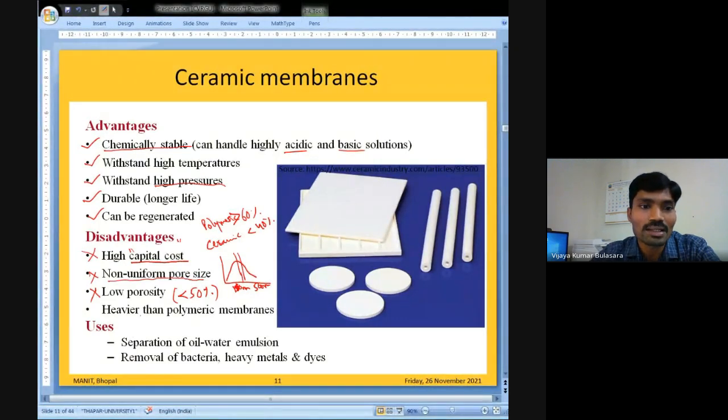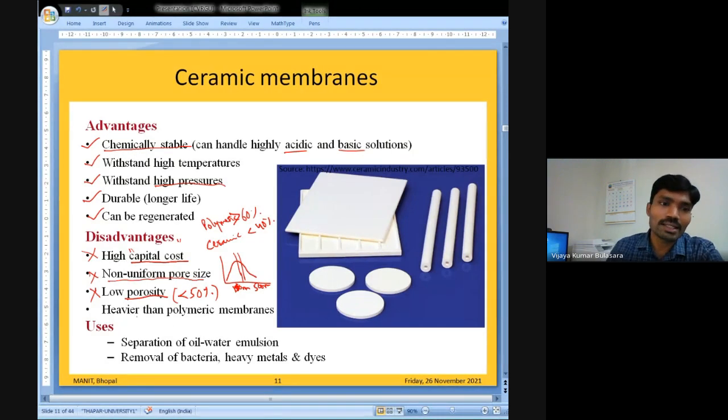Porosity is a required property. As the number of pores increases, the porosity increases. Porosity is the fraction of pore volume, that is, the total volume of pores divided by the total volume of the membrane. So the fractional volume occupied by the pores is an important property of membranes. Porosity should be as high as possible, and there should be uniformity in pore size.